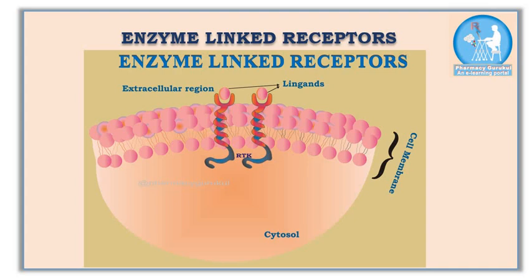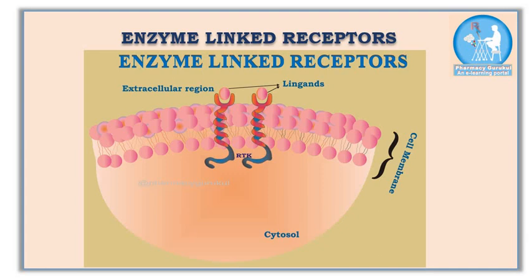I hope that you are well aware of enzymes. The basic definition of enzymes is that they are made of proteins and they act as biological catalysts, and catalysts accelerate or increase the rate of chemical reactions. Now come to the point we are discussing, the enzyme linked receptors. In other words, these receptors are attached to an enzyme. That's why their name is enzyme linked receptors.